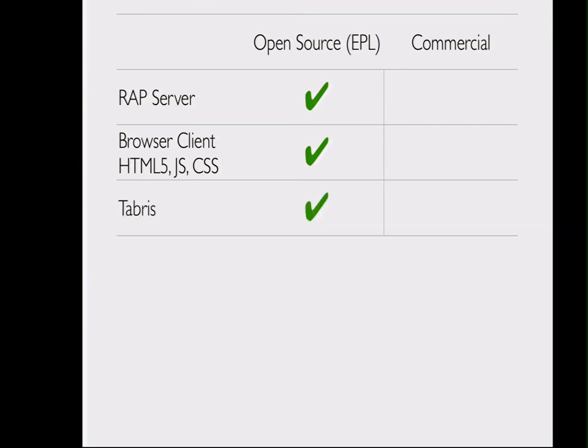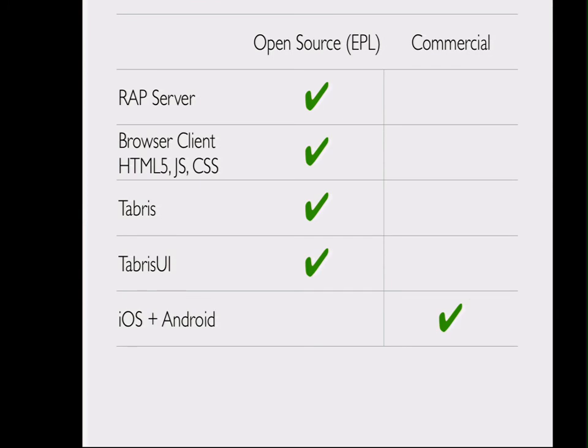Then we have Tabris, also open source with a GitHub repository. You can check this stuff out. This provides some additional widgets and services like GPS, geolocation, camera support, everything you would expect from a modern device, plus some additions on top of that. That is the Tabris UI, which Holger will show you later. And we have also the iOS and Android clients. These are closed source. They are commercial, not open source. But they talk to the server in the same way as the browser does.